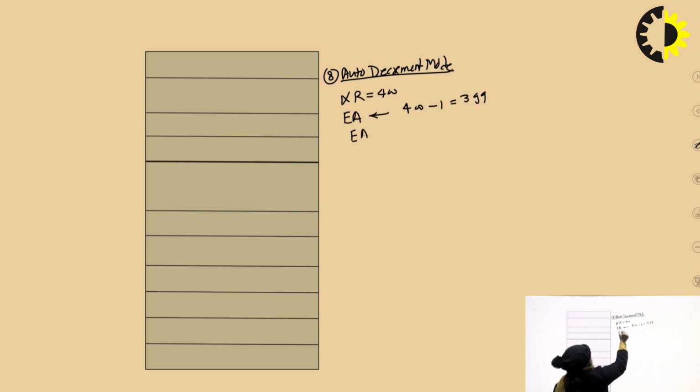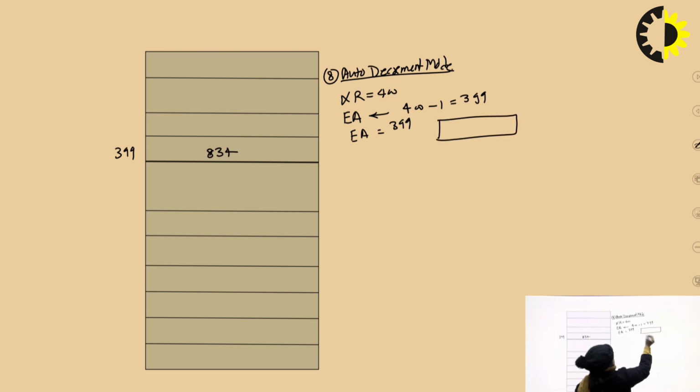So, you can write here that the effective address is 399, and suppose this is the memory location 399 and you are writing 834 there. So, the operand value in the accumulator will be 834. This 834 I am assuming, you can also assume, but this 400 you cannot change. 400 is already given in your question. So, this is the auto decrement.